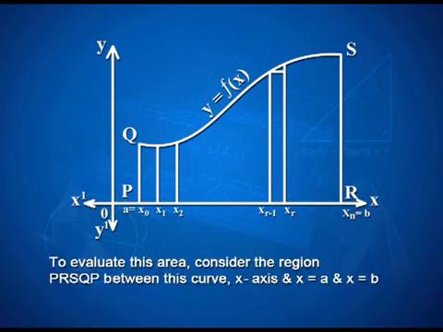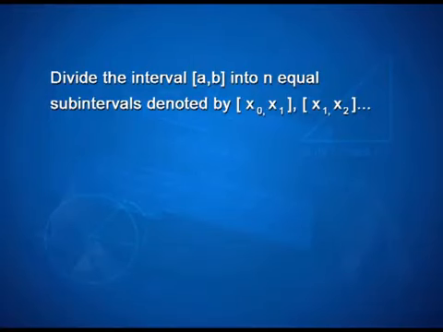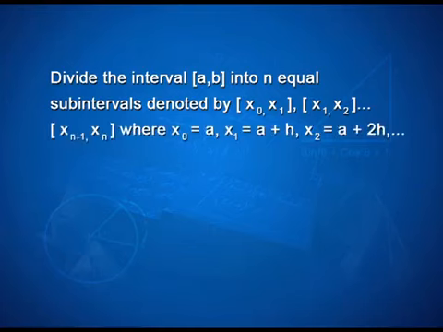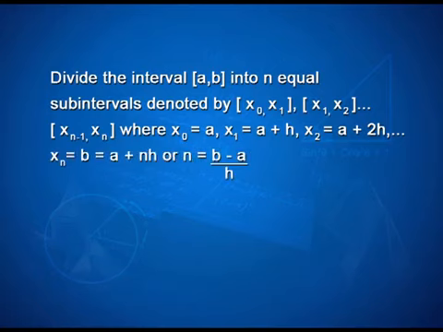To evaluate this area, consider the region PRSQP between this curve, the x axis, and x equal to a and x equal to b. Divide the interval [a, b] into n equal subintervals denoted by x0 x1, x1 x2, ..., x(n-1) xn, where x0 is equal to a, x1 is equal to a plus h, x2 is equal to a plus 2h, xn is equal to b, that is equal to a plus nh, or n is equal to (b minus a) upon h.